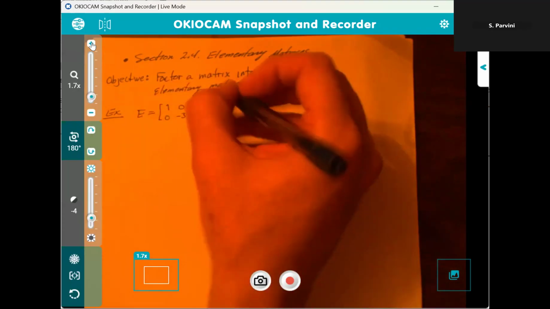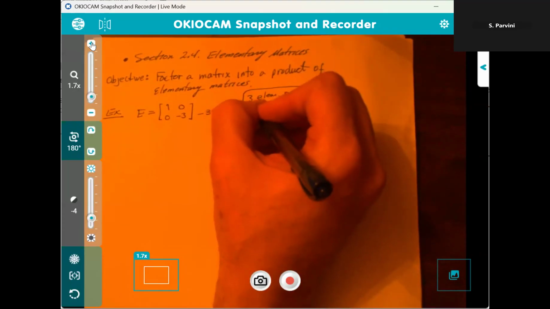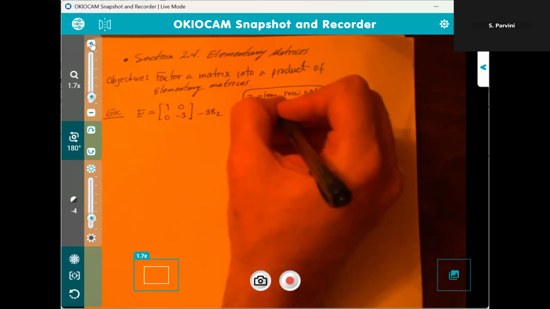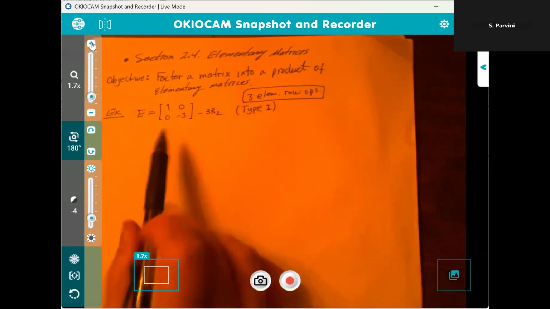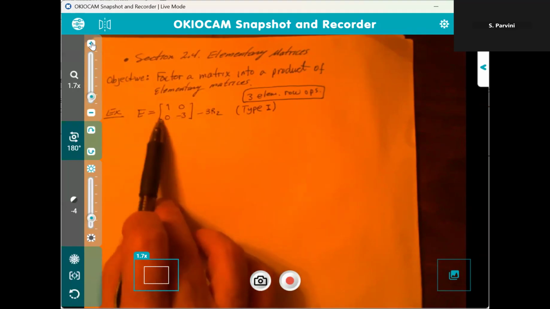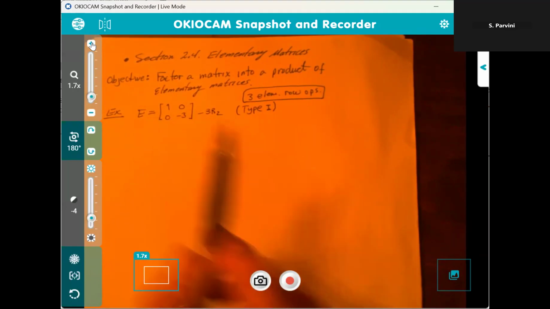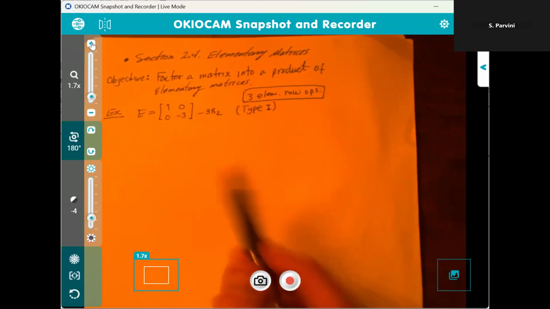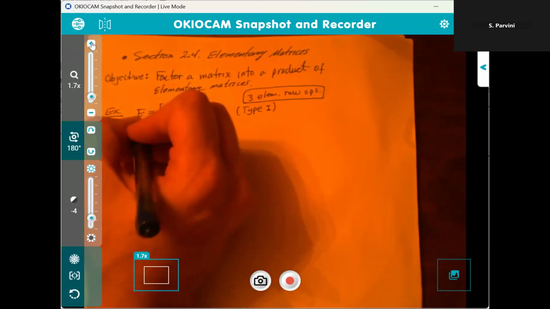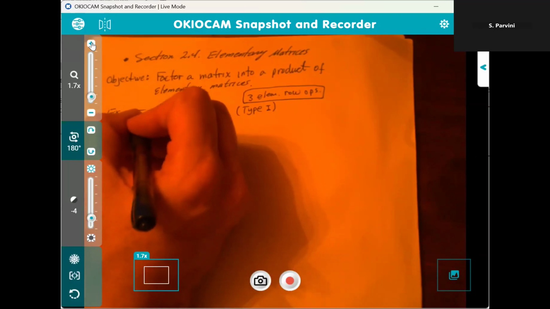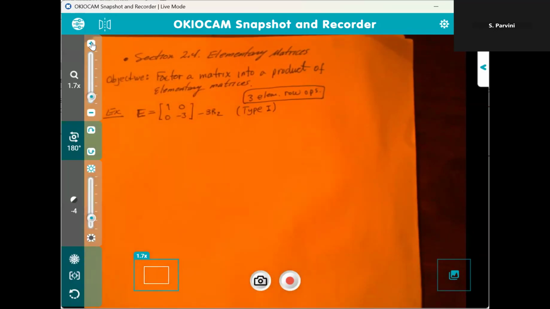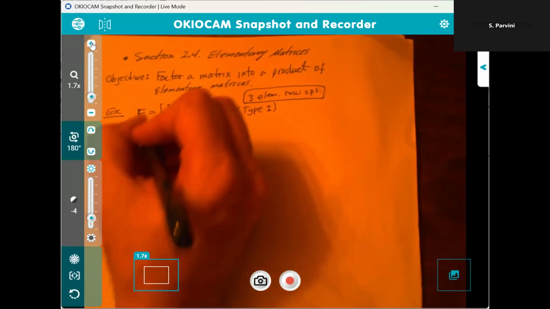So this is what they call a type 1 elementary matrix. Type 1, you simply multiply any row of the identity matrix by a constant. There you go. That's it. This is an elementary matrix now. See how simple? A single operation.